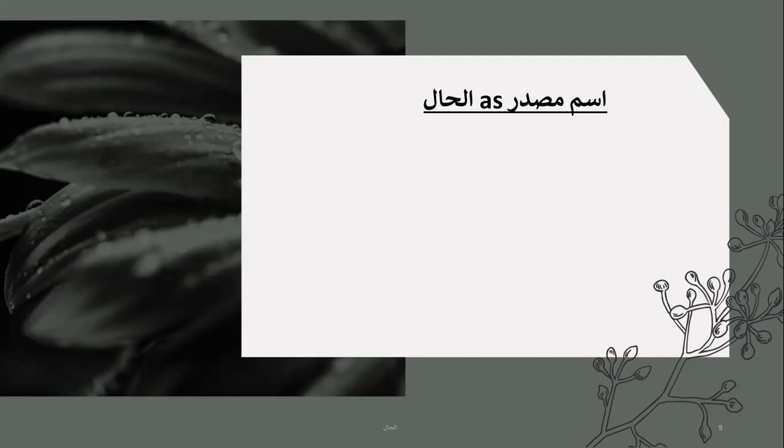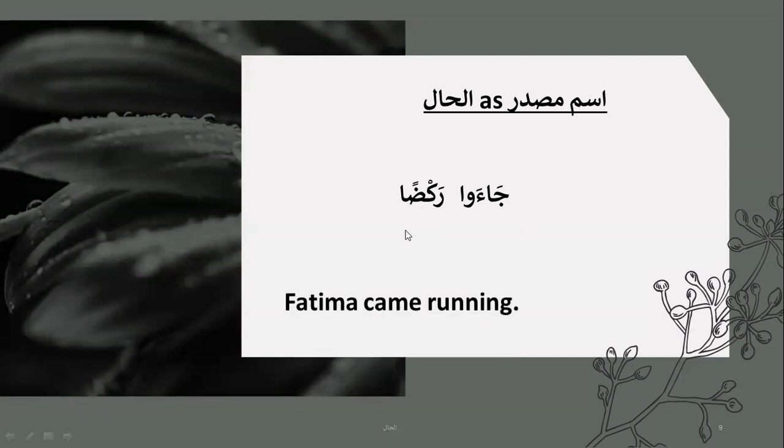Now let's come to hal as ism masdar. Now this is something which is not very common. Even maf'ul, sifa is also not very common, but masdar is very rare as hal. So one example that I've given over here is ja'u rakdan. Now this would be Fatima. Sorry, this is wrong. They came running. It's not Fatima. I have to correct this. They came running. I'm going to correct this in the presentation. So it should be: they came running.